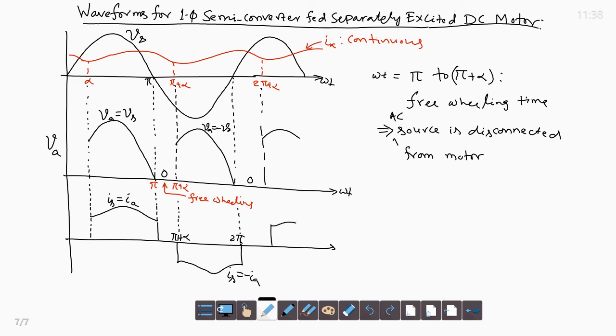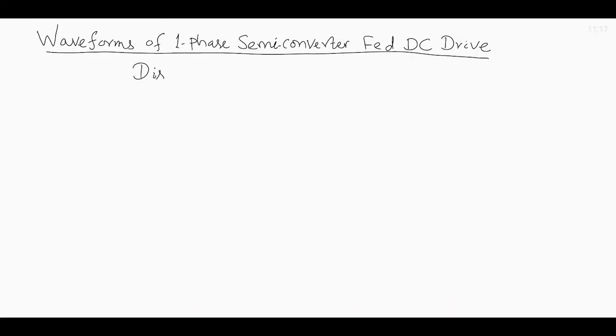So, this is the source current waveform. These are the waveforms for single phase semi converter for DC motor with continuous current. Next, we will discuss the discontinuous current. We will draw the waveforms of single phase semi converter for DC drive in discontinuous current mode.